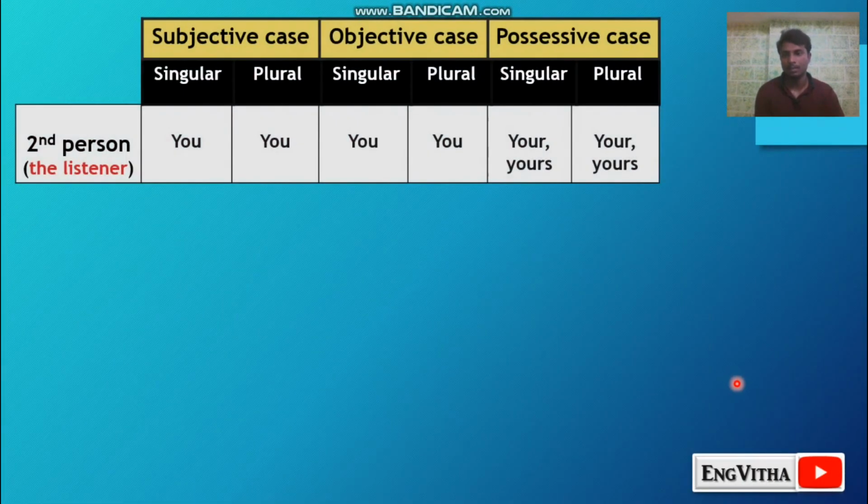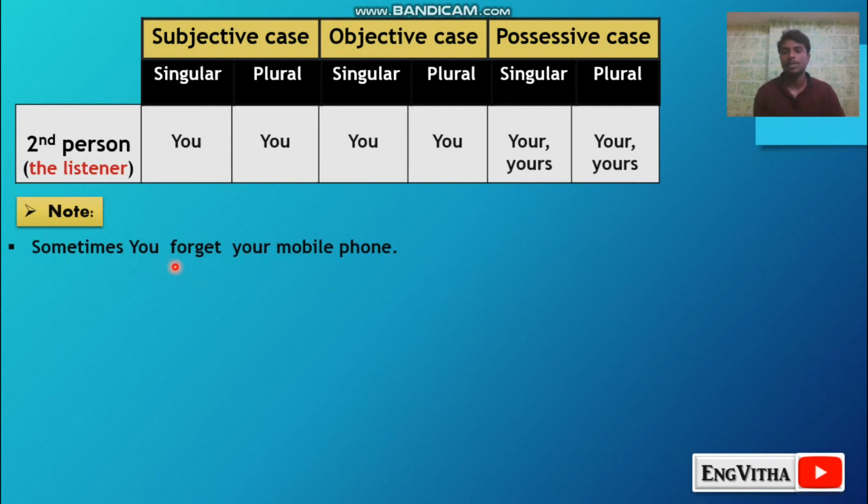In the second person, we will take one note, then we will understand easily. Sometimes you forget your mobile phone. This sentence is also framed with the fundamental formula in English to make correct sentences, that is subject plus verb plus object.